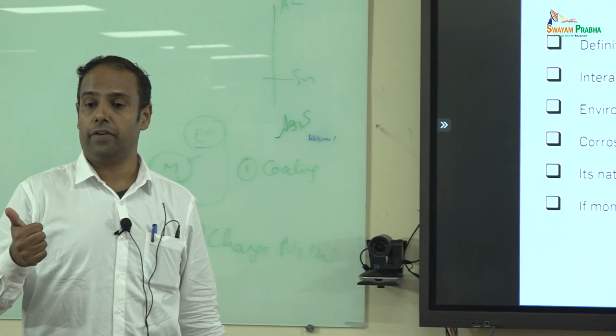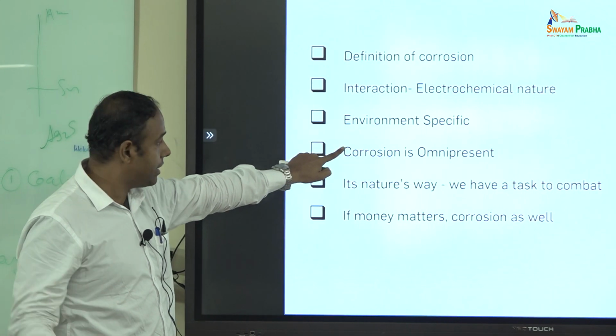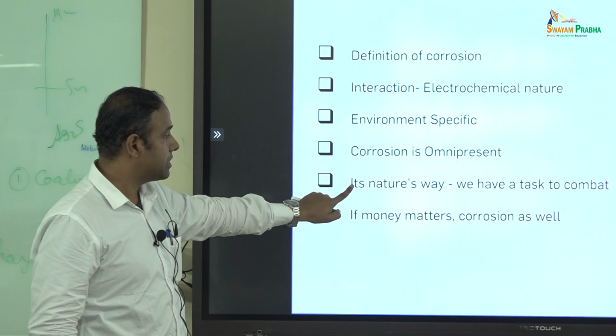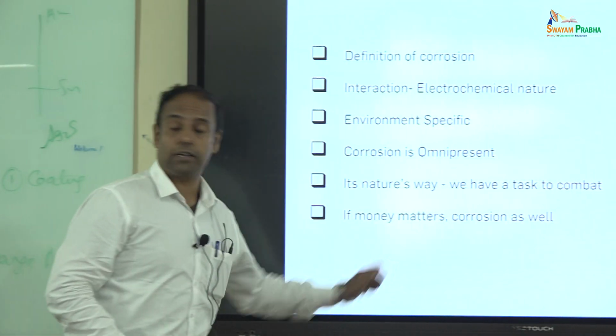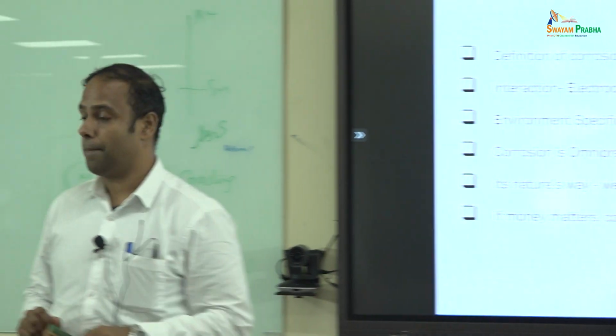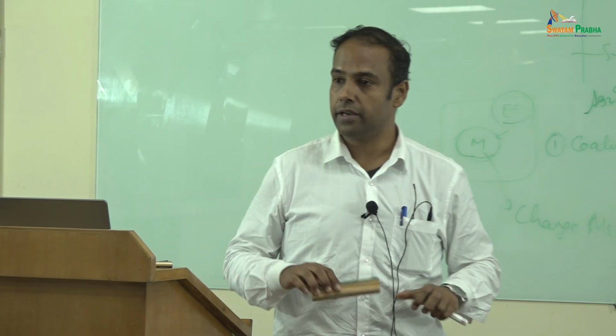So if you are specific with what we saw, it's a recollection of it. We said what corrosion is. We know the interaction is electrochemical in nature. It is environment specific, and he has rightly pointed out corrosion is omnipresent and it's nature's way. We have the task to combat it. If money matters, corrosion matters as well. We have a break now, and then we will meet again in 10 minutes' time.